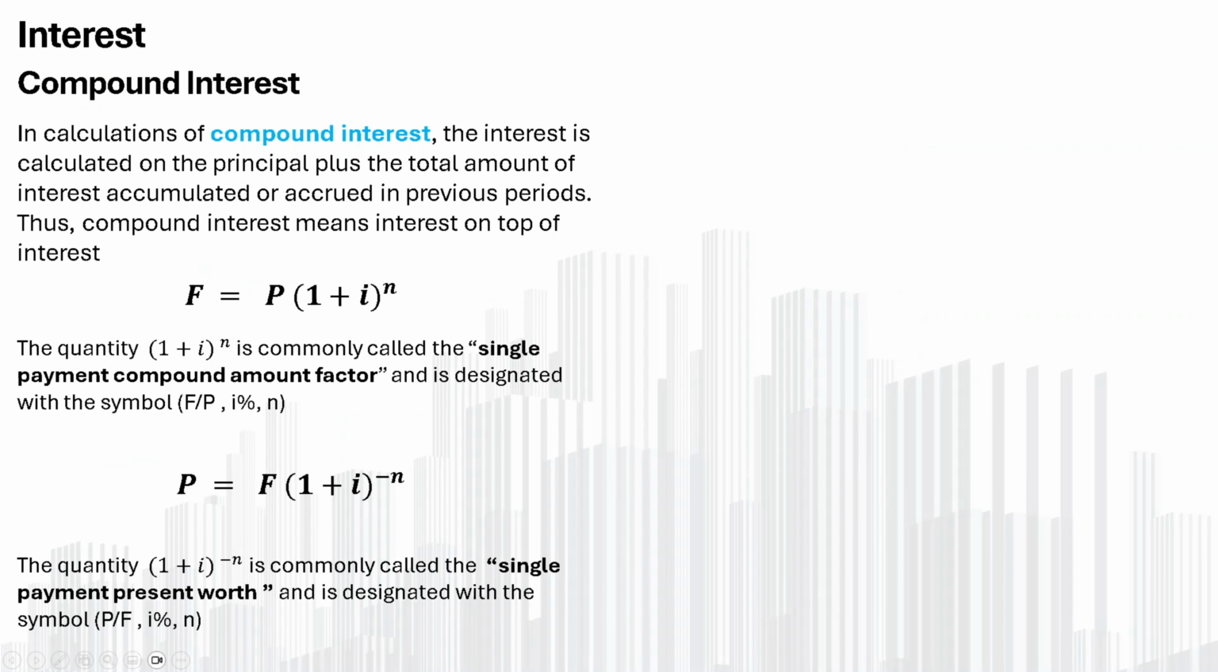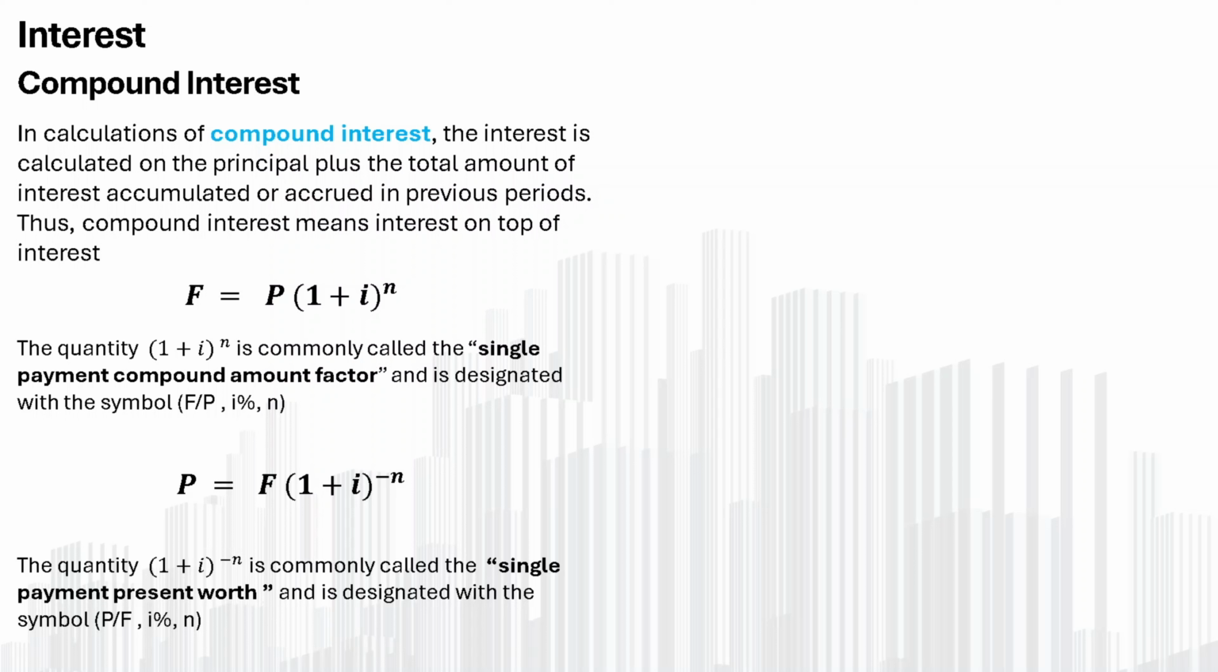Next up is compound interest. From simple interest, now we're going to be moving to compound interest. When it comes to compound interest, the interest is calculated on the principal plus the total amount of interest accrued in the previous periods. Hence, compound interest means interest on top of interest.